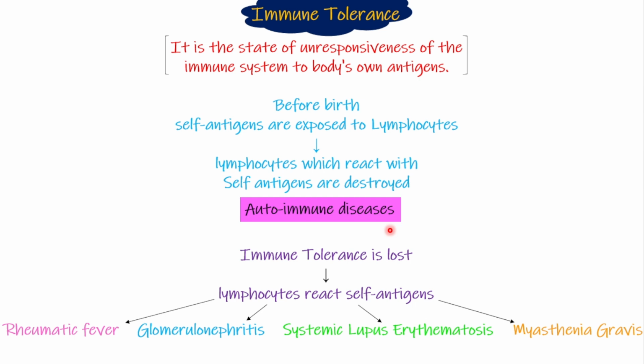Autoimmune diseases are more common in females as compared to males. To treat autoimmune diseases, we basically give immunosuppressants, and when we give immunosuppressants, the body is more prone to infections. So this is immune tolerance, and autoimmune diseases in which the immune tolerance is lost.